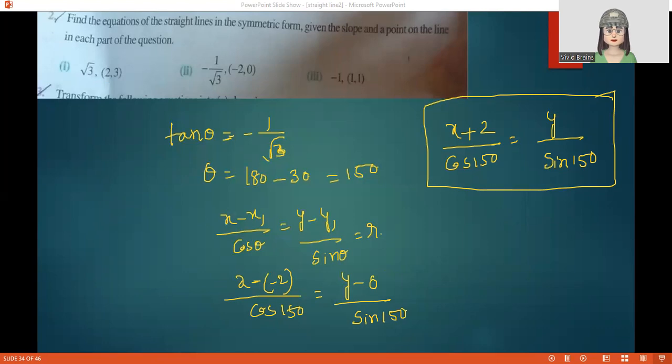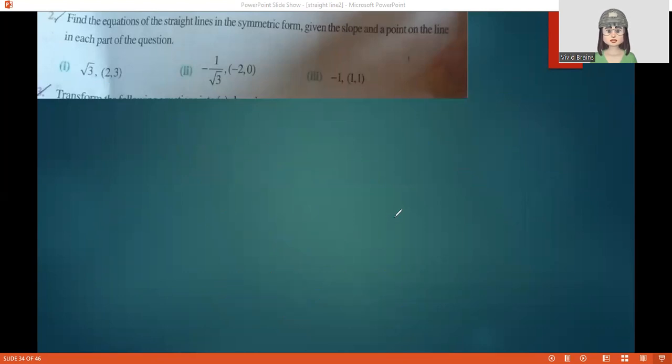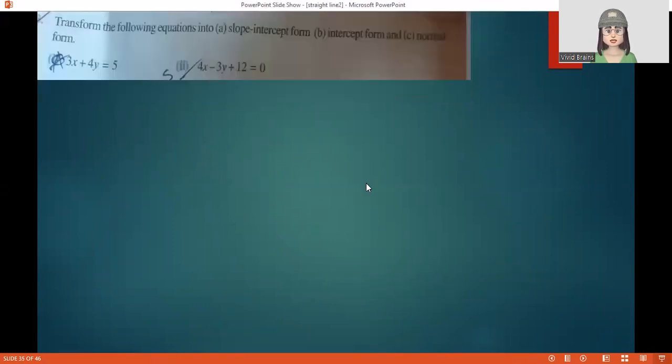Next, let us look at the next question. Transform the following equations into slope intercept form, intercept form, and normal form. Okay, let us do this. First question. So slope intercept form. What is the equation given? First equation is 3x plus 4y is equal to 5.